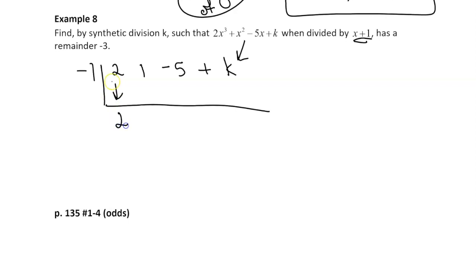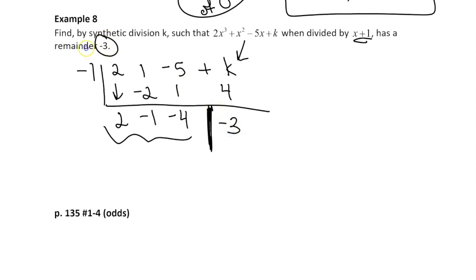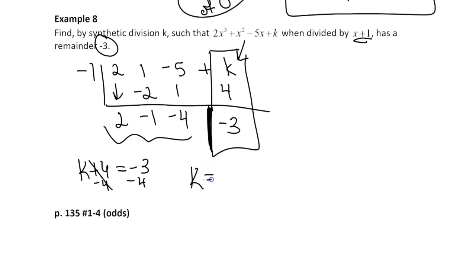If we drop a 2 down here, we would get negative 2, add that, negative 1, positive 1, negative 4, positive 4, and then we draw this line here as we've done in the past. That's our quotient, but our remainder is negative 3. So what we've done is create a statement that says k plus 4 is equal to negative 3, which means that k is going to be equal to negative 7.